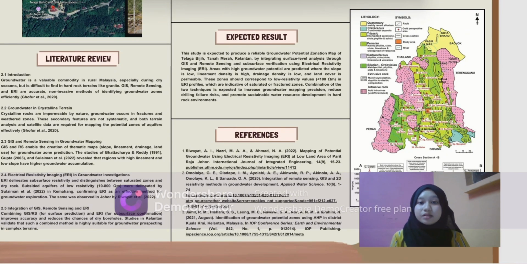The final part of the literature review discusses the benefit of integrating surface and subsurface approaches. If these two methods are used together, they significantly increase the accuracy of groundwater detection and reduce the risk of drilling in dry areas.